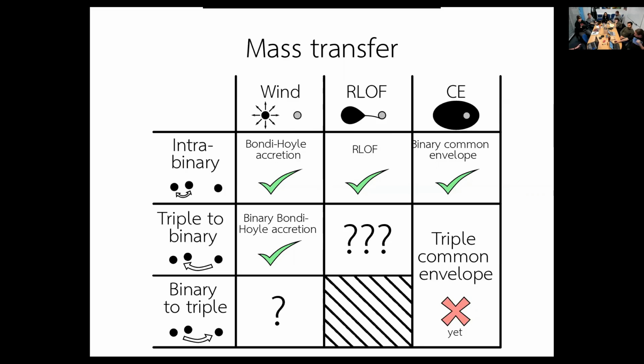Roche-Lobe overflow, I have no idea about this. I've marked it with 3 question marks because I'm very, very, very uncertain about what we should do, how you could even treat this. I think we're probably not going to include this in this first version of the code. I'm not aware of any existing treatments of this.